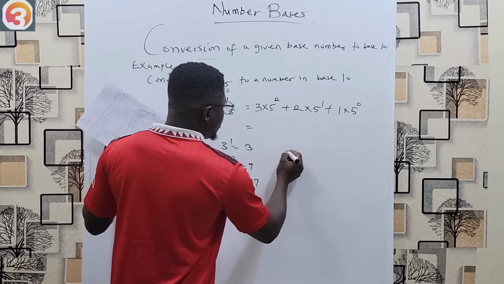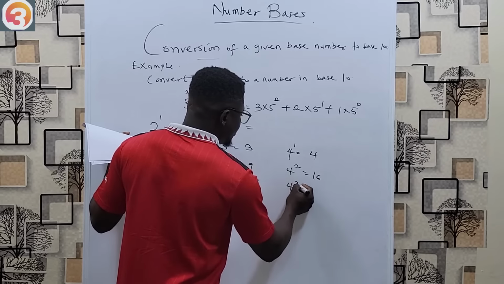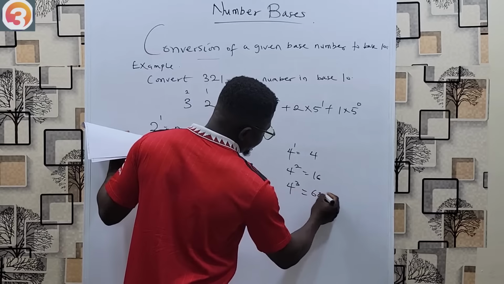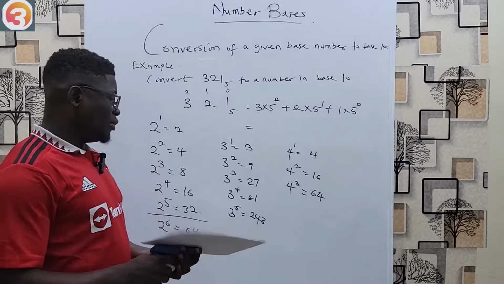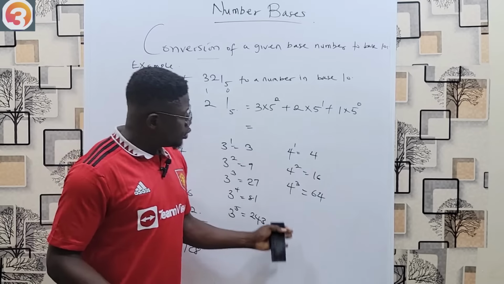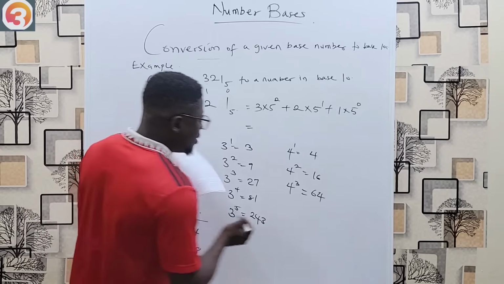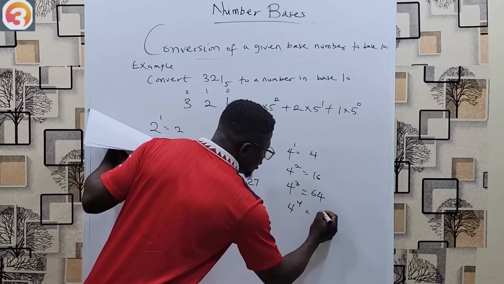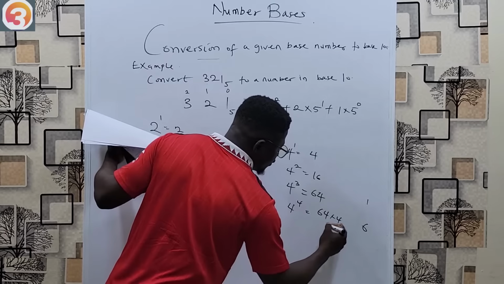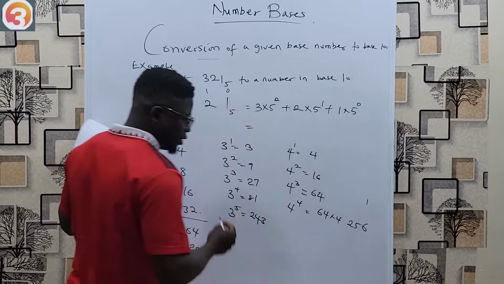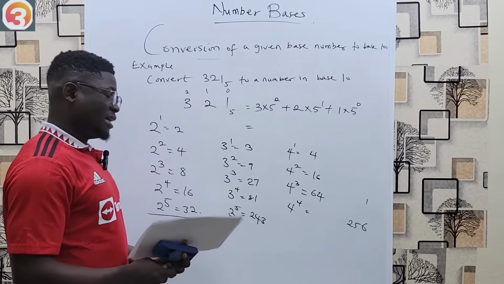Now, also the powers of 4. 4 raised to power 1 is 4. 4 raised to power 2 is 16. 4 raised to power 3 is 64. And so on and so forth. I don't think they usually exceed 4 raised to power 4. For 4 raised to power 4, 64 times 4: 4 times 4 is 16, that's 6 carry 1; 4 times 6 is 24, plus 1 is 25. So that's 256. So 4 raised to power 4 is 256.